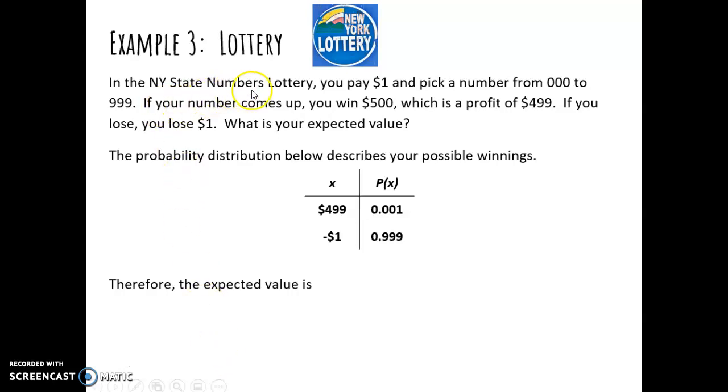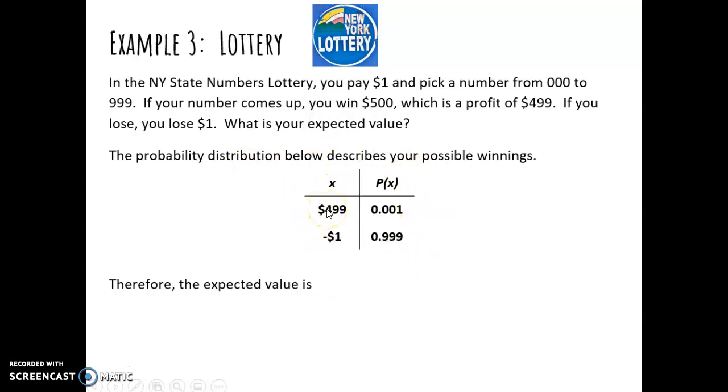In the New York State Numbers Lottery, you pay $1 and pick a number from 000 to 999. If your number comes up, you win $500, which is a profit of $499. If you lose, you lose $1. What is your expected value? The probability distribution for that is shown here.